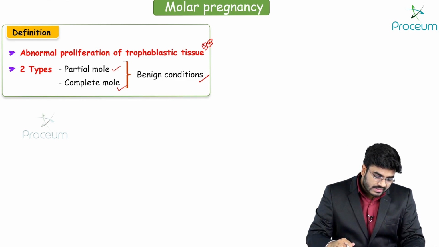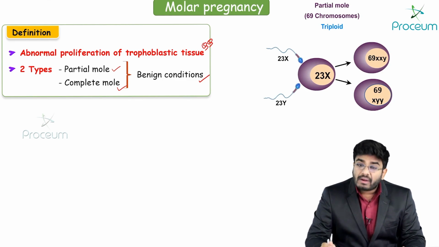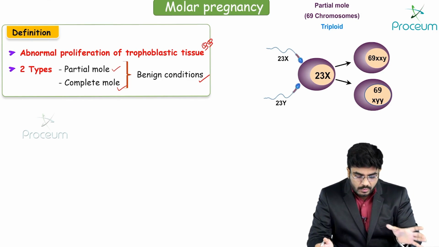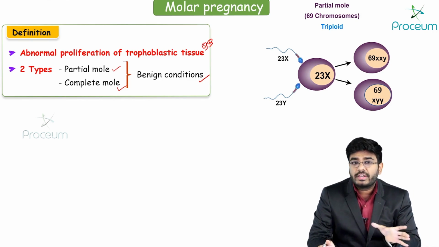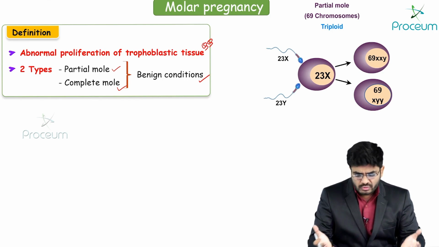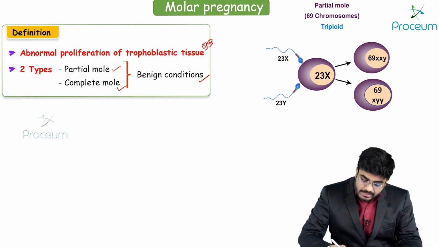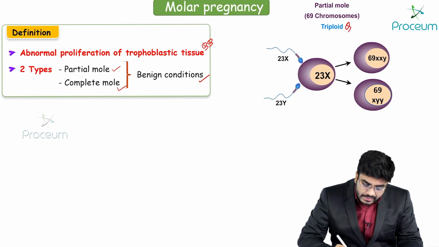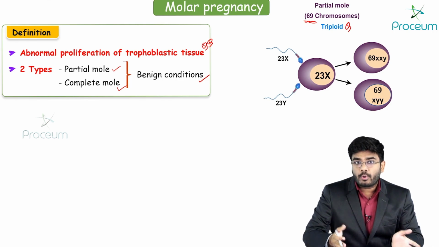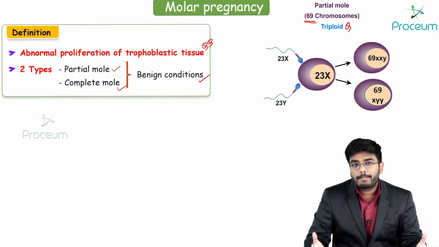Having said that, first let's talk about the partial mole. What exactly is this partial mole? Guys, please see why this happens. Normally, what should happen? A sperm should meet the ovum. A sperm has 23 chromosomes and the ovum has 23 chromosomes, so that whenever the fusion happens, the embryo has a diploid state, that is 46 chromosomes. That usually happens. But in partial mole, it's a triploidy state. Okay, that's the MCQ. It's a triploidy condition where you are going to see 69 chromosomes in the resulting product after fertilization.